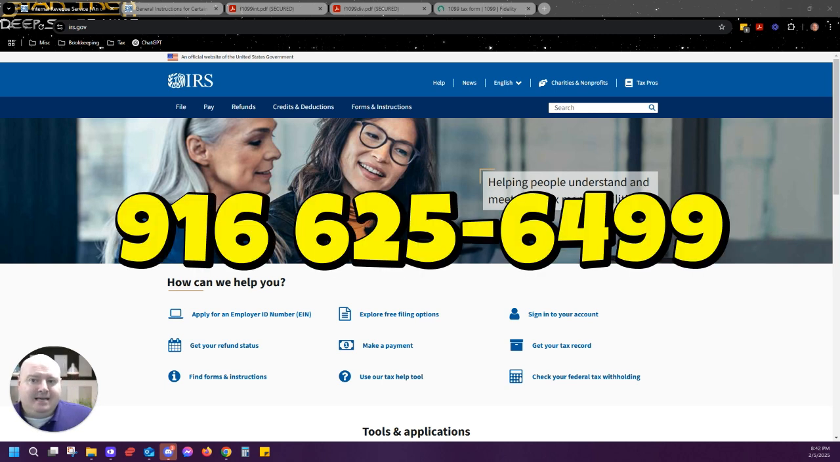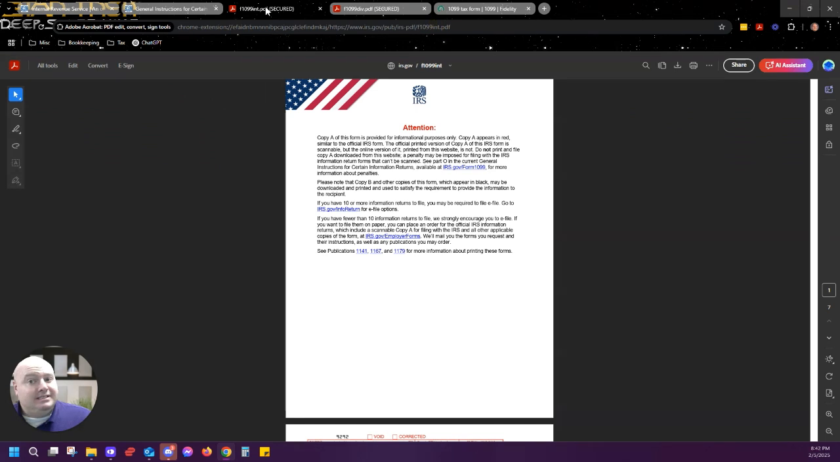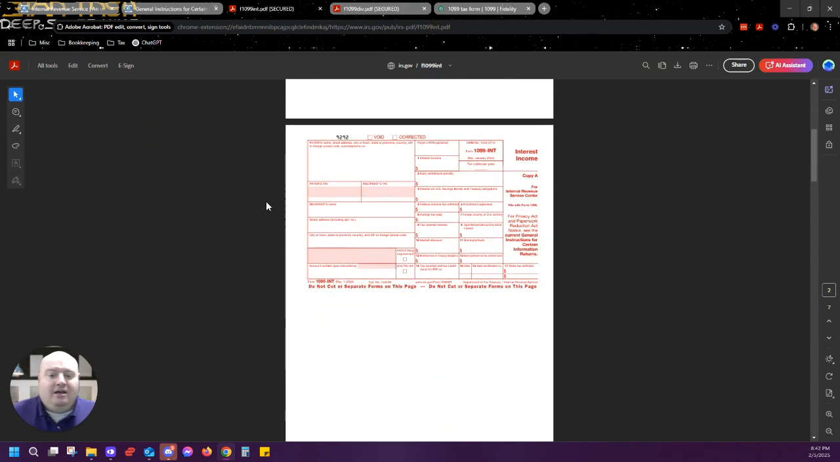The next forms I am going to go over are the Form 1099 INT, which is the interest. If you have a bank account, most often this is when you have a bank account that pays you interest, such as a high yield savings account or a money market account. Those would be reported here on the Form 1099 INT standing for interest.